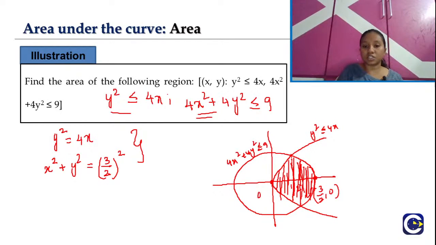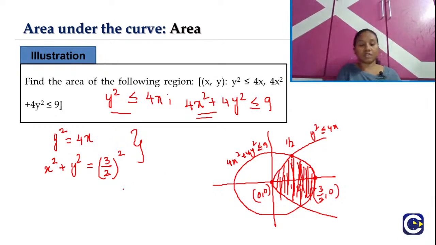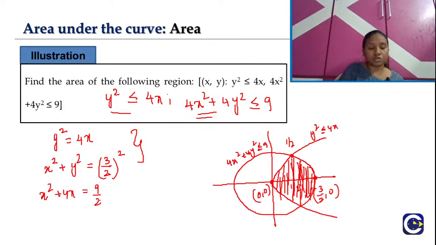So this intersection point is 0, 0, and this intersection point's x coordinate will be 1 by 2. We can get this from here: 4x equal to 9 by 2. By simplifying this, you end up getting x equal to 1 by 2. So no need to worry about y, no need to find it. We can also get it by substituting here.